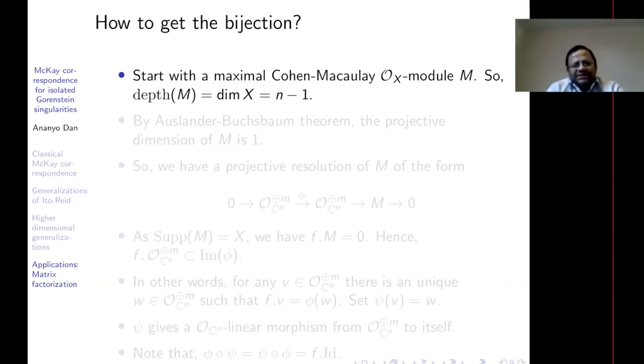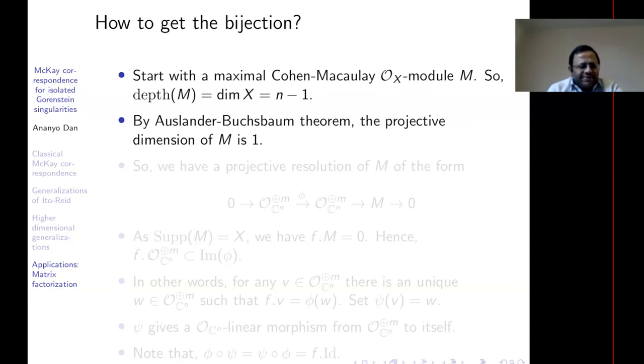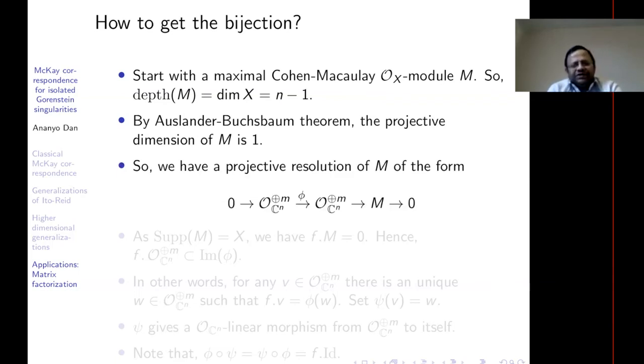The way you get this bijection is that you start with a maximal Cohen-Macaulay module, say M. Because this is maximal Cohen-Macaulay, the depth is equal to the dimension, which is n minus 1. Now if we look at the Auslander-Buchsbaum theorem, we know that the projective dimension of M is 1, which means that you have a projective resolution of length 1. But now you can just compare the rank.